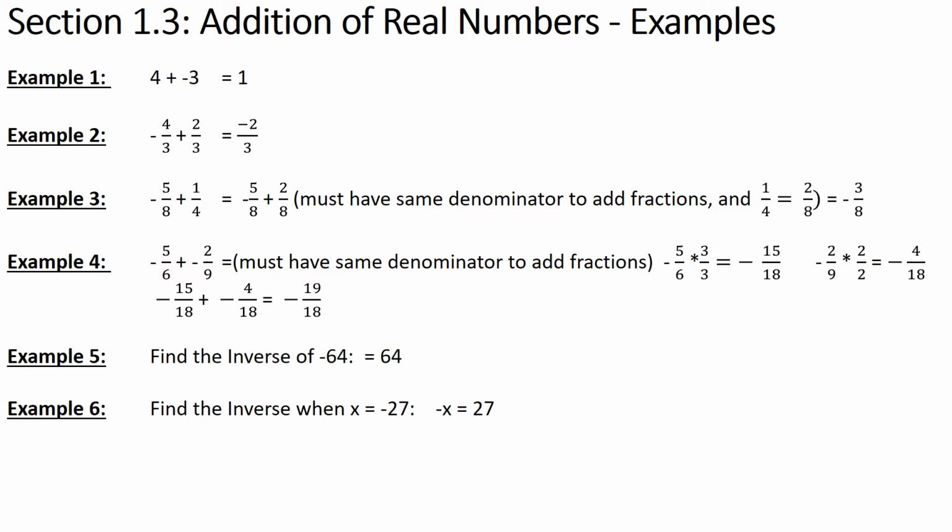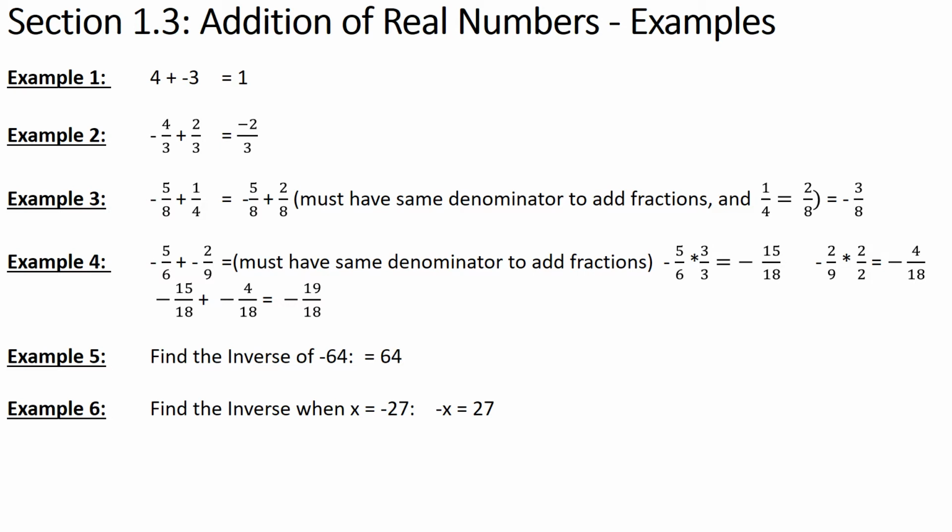Here's some examples. Example 1, 4 plus negative 3 is 1. The 4 absolute value is greater than the 3. So we got a larger positive over a negative, so we have a positive final answer.